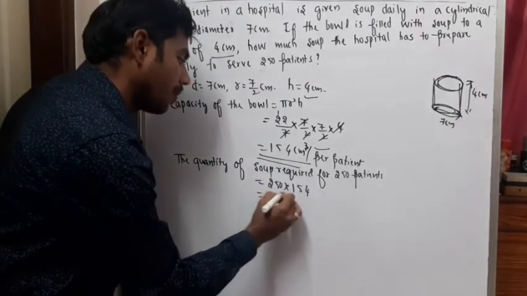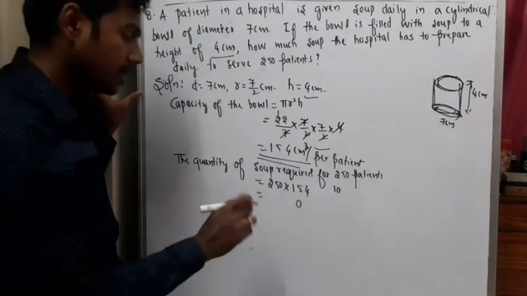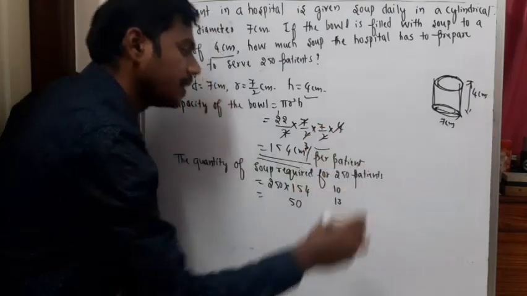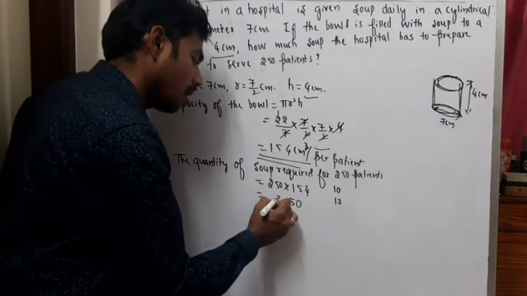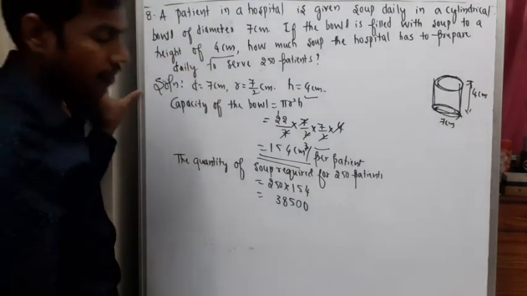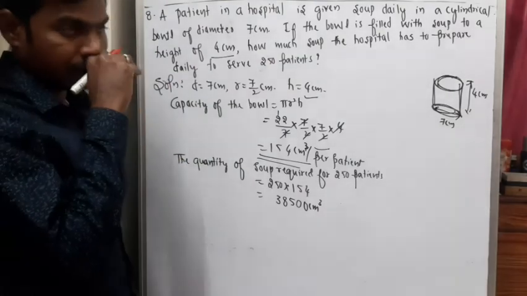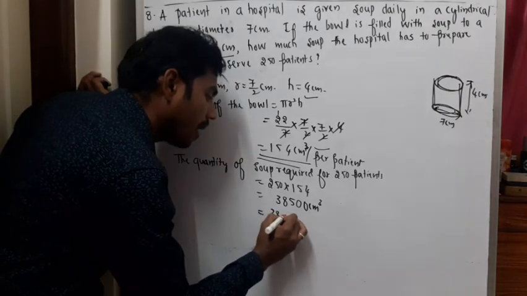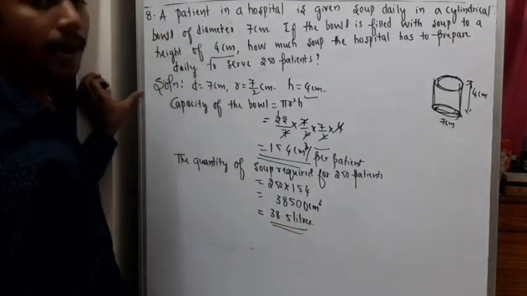Now 25 4s are 100, 10 carry. 25 5s are 125 plus 10 is nothing but 135. 13 carry. 25 1s are 25 plus 13, 38. That is followed by 10s, so that is 38,500 centimeter cube of soup required for the 250 patients, or else we can write it as 38.5 liters of soup required to serve all the patients.